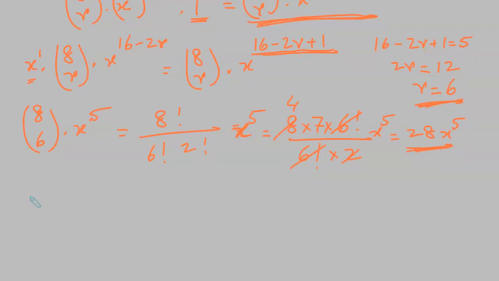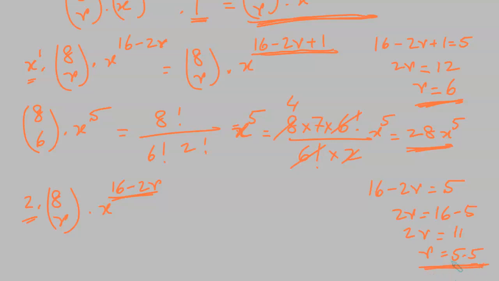So, it is 2 times 8CR times x to the power of 16 minus 2R. And 2 is not having any x, so the final power expression of x is 16 minus 2R. And 16 minus 2R should be equal to 5. So, 2R is equal to 16 minus 5, which is 2R equal to 11, or R equal to 11 over 2, that is 5.5.